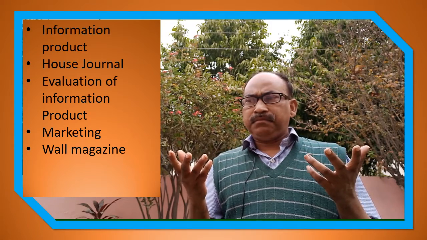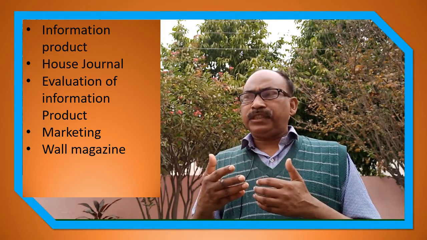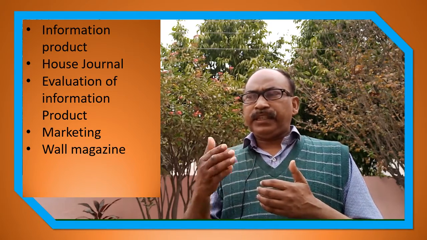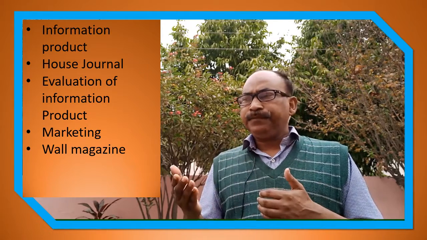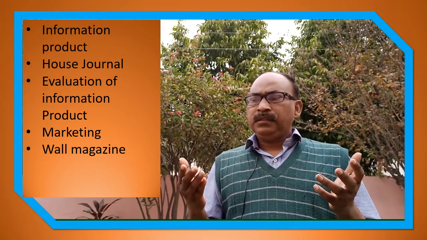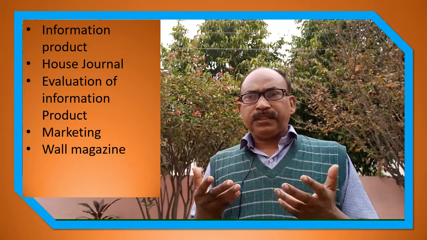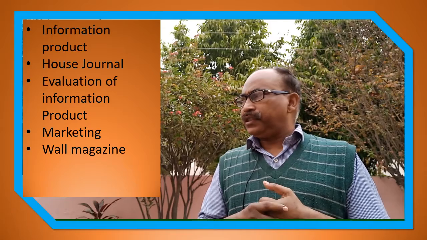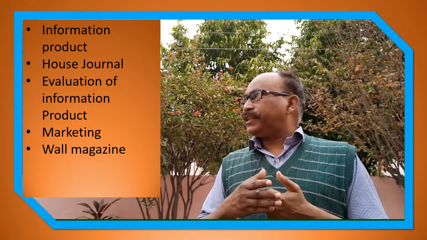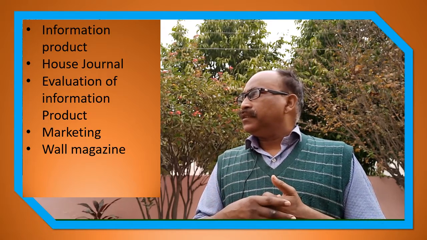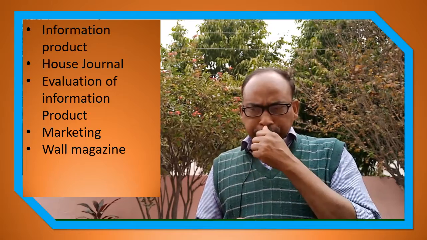A journal is very simple. A journal is a kind of publication which is published with a specific periodicity, having new knowledge or new information about a particular subject. This is the definition of a journal. Periodicity is that often it is published quarterly, half yearly, then annually also.